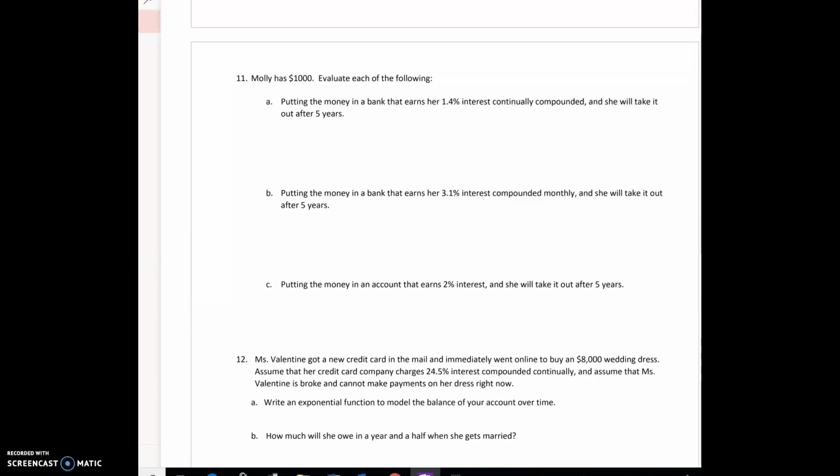So on number 11, Molly has $1,000. Evaluate each of the following. So I am not asking for the model on any of these. You just need to know the formula and you can put everything in. So on the first problem, she's going to invest her money at 1.4% continually compounded. That's number 3, and she's going to take it out after 5 years. So use formula 3, and it's going to be Y equals the initial amount, so $1,000, and then E, which is the second ln on your calculator. Here's my rate as a decimal, 0.014, and then times 5.